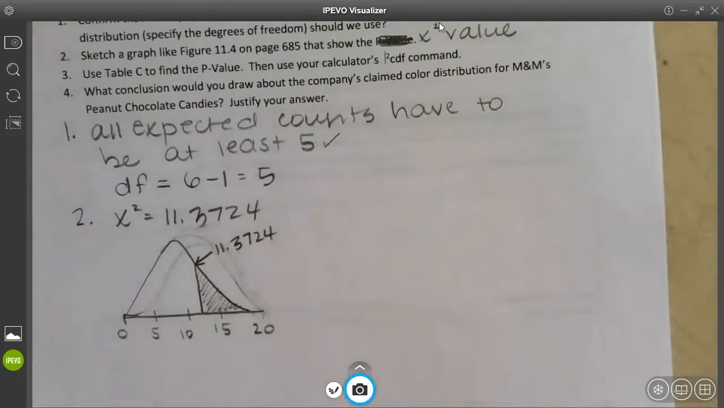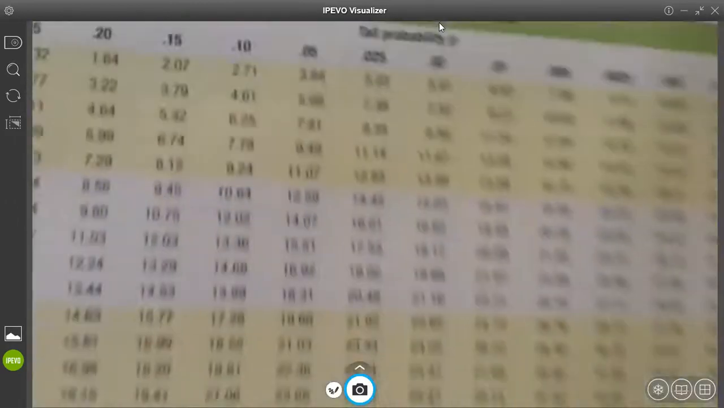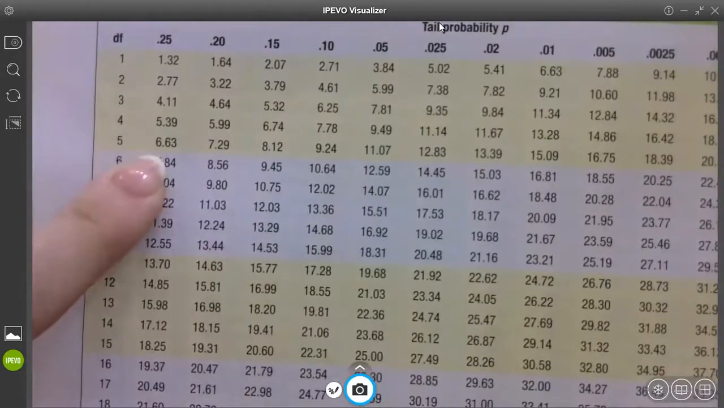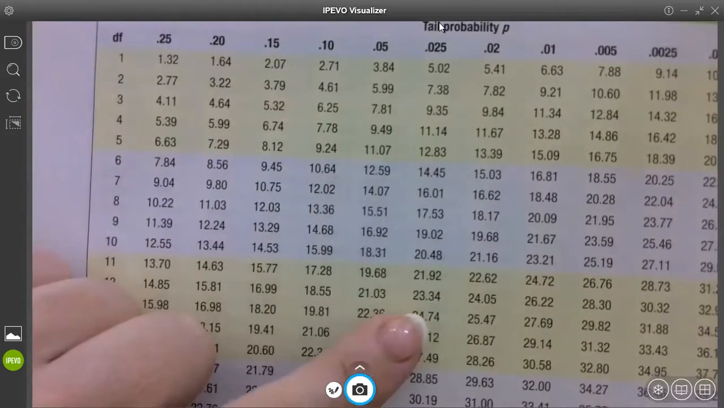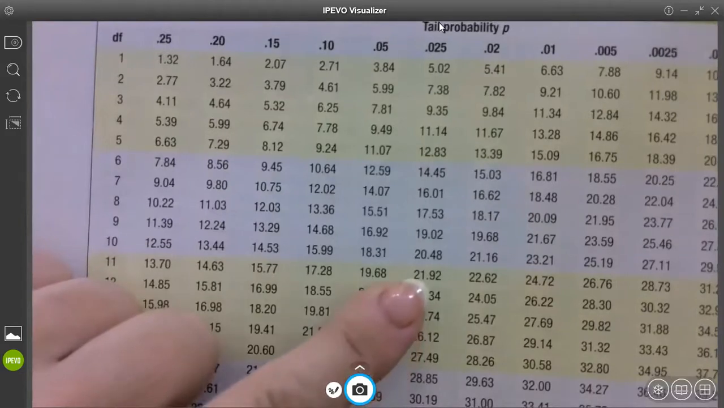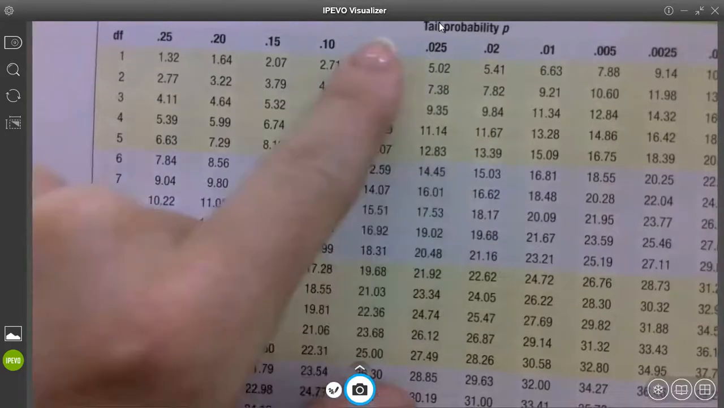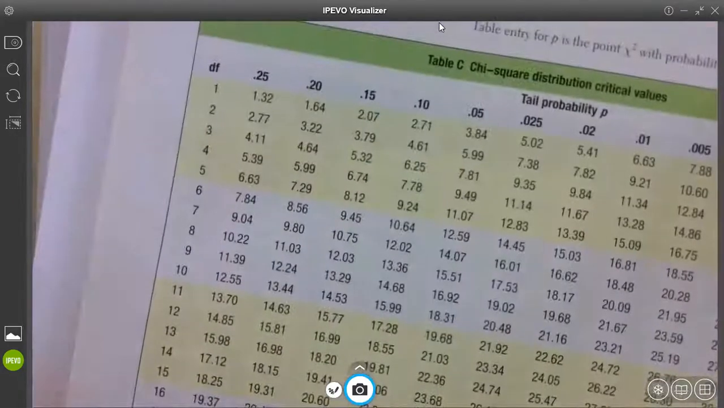It says use table C to find the p-value. So I'm gonna pop that out. Remember, we're looking for 11.37 with degrees of freedom being 5. So again, here's our 5. Where does that 11.37 fall? Between what two tail probabilities? Right here, right? So it falls in between these two, so between 0.05 and 0.025. So from table C, that's what I'm going to write.